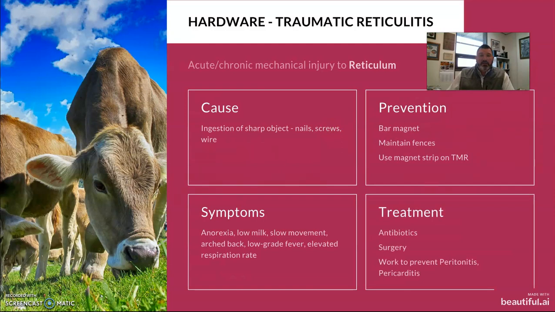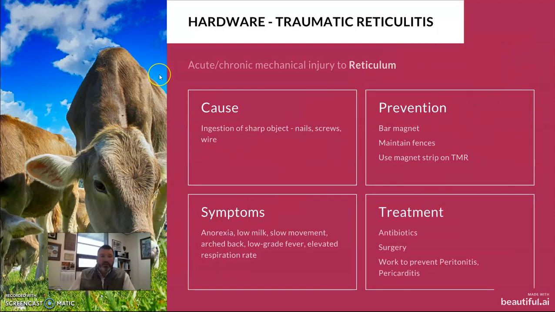Next, and kind of loosely related here, is traumatic reticulitis or hardware disease. This is where we've got some mechanical injury caused in the reticulum, oftentimes associated with the ingestion of nails or screws or a piece of wire that would poke through the reticulum and therefore cause lots of discomfort. Animals that have hardware disease probably are anorexic, are probably slow movers, often milk less, and have a few other symptoms that go along with it that you can see on the screen here.